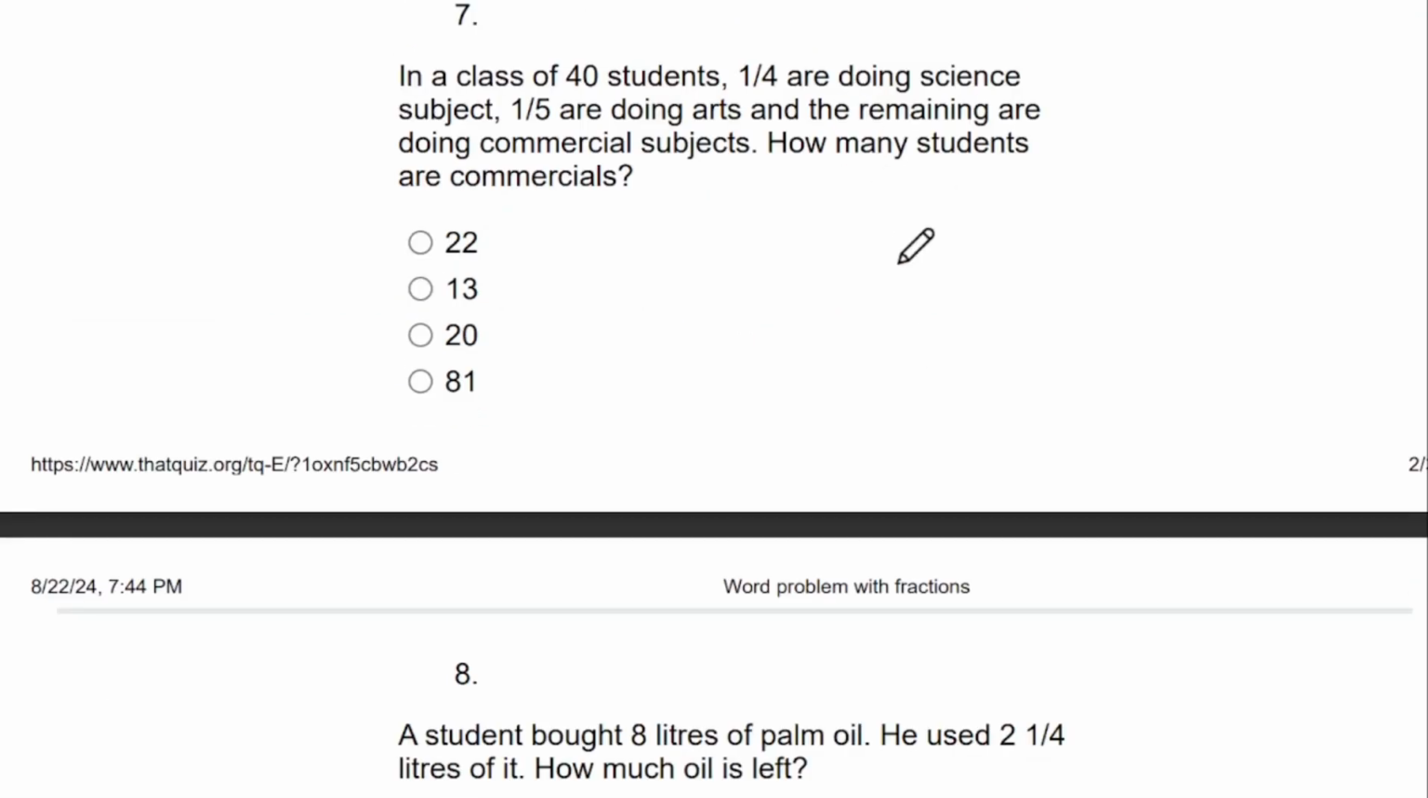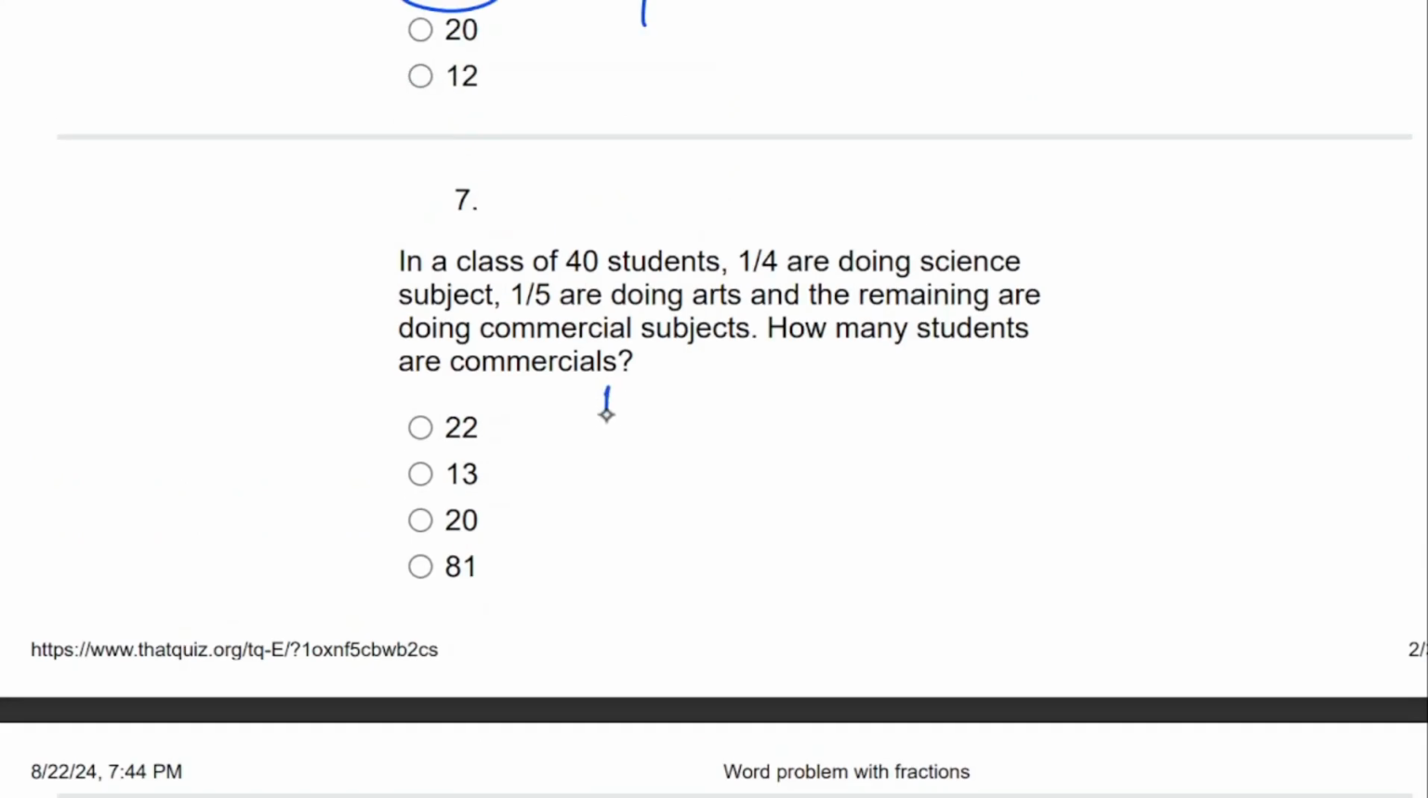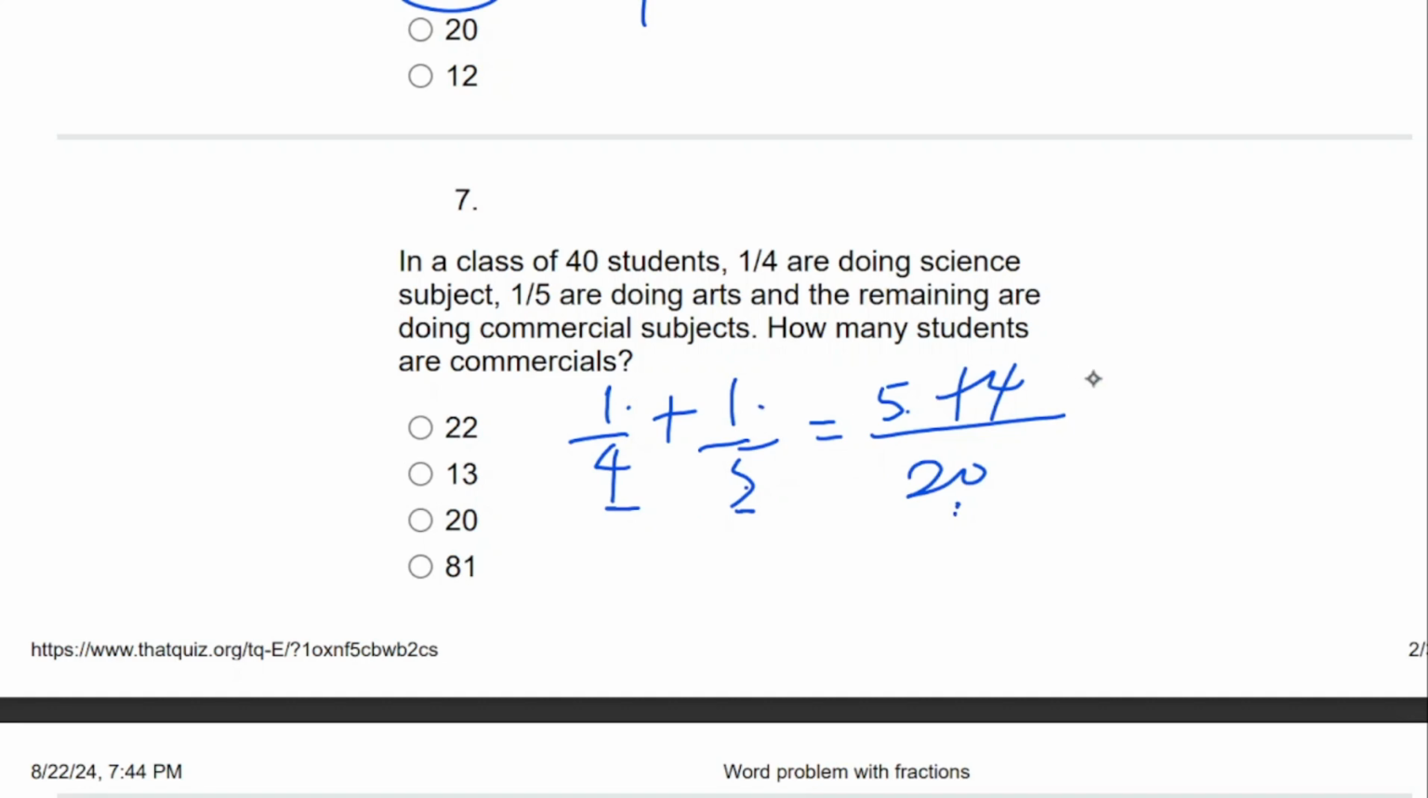Since the remaining are commercial, we're going to add 1/4 plus 1 over 5 together. So that gives 5 plus 4 over 20. I hope I'm not too fast. So we find the LCM of 4 and 5, that gives 20. 4 in 20, that's 5. 5 times 1 gives us 5. 5 in 20 is 4. 4 times 1 is 4. That's going to have 9 all over 20.